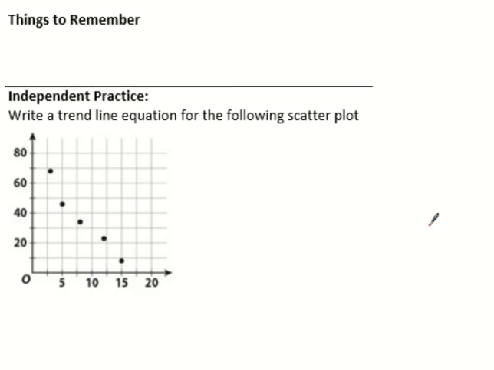All right, so things to remember are what is a trend line, how to write an equation, and making predictions. Okay, so your independent practice is going to be to draw a trend line first. It says write a trend line equation, but you have to draw the trend line first. And then you would need to write the equation. So I should see 2 things on here. I need to see a line drawn and then your equation. Okay.